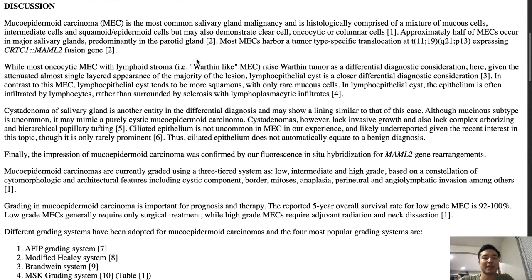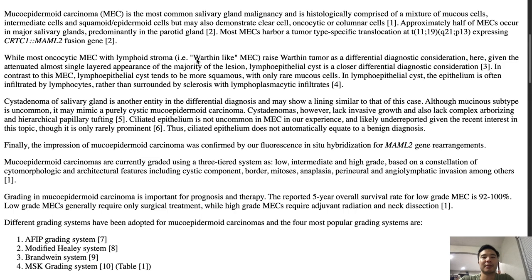It's the most common salivary gland malignancy and is histologically comprised of mucus cells, intermediate cells, and squamoid epidermoid cells, but also may demonstrate clear cell or oncocytic, which we saw in our case, or columnar cells. Approximately half of mucoepidermoid carcinomas occur in major salivary glands, predominantly in the parotid gland. Most MECs harbor a tumor-specific translocation, t(11;19), expressing the CRTC1-MAML2 fusion gene.